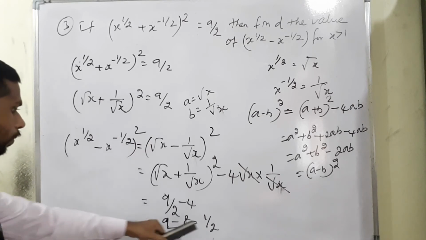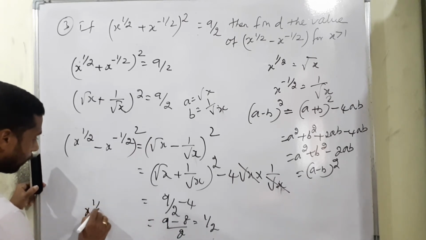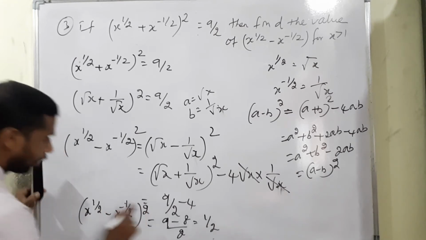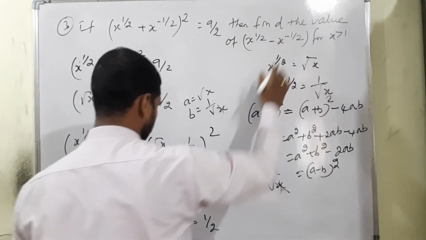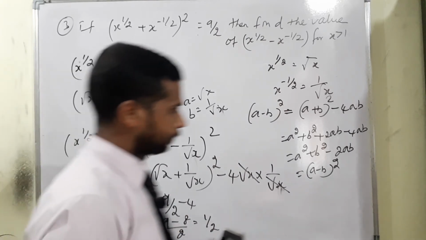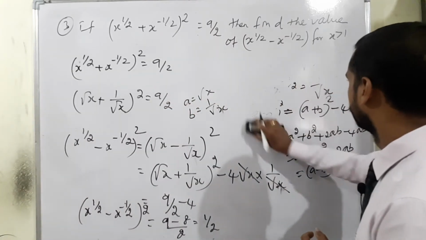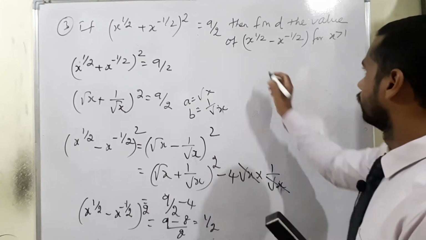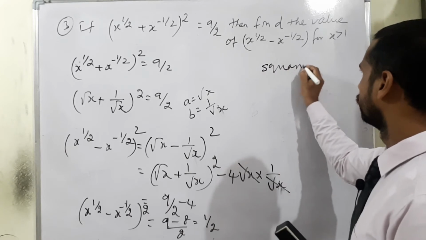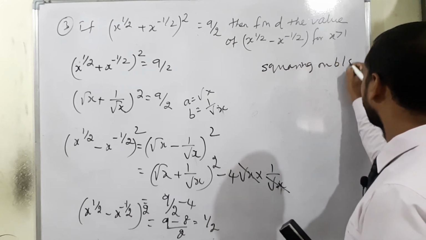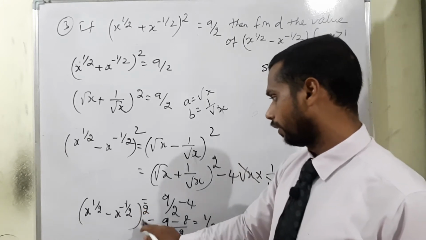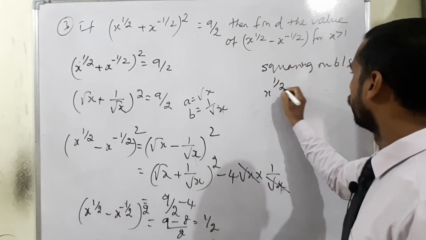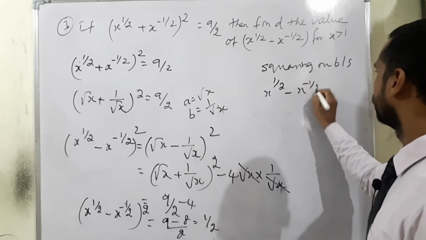What is the meaning of this actually? It is x to the power 1 by 2 minus x to the power minus 1 by 2, the whole square. But we need it without the power, isn't it? Therefore, squaring on both sides. Squaring on both sides means what will happen? Definitely the power will be cancelled, isn't it? Remaining is the term x to the power 1 by 2 minus x to the power minus 1 by 2.